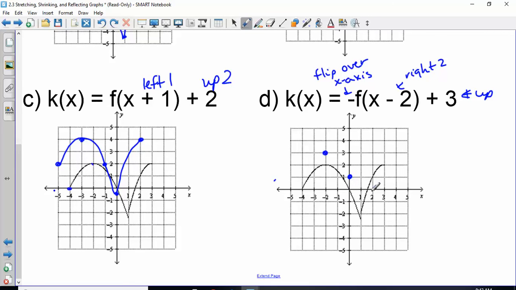If I take 0, 0 and flip it, it doesn't go anywhere. And right 2 and up 3. If I take 1, that's about -2.5. If I flip it, it goes to +2.5. If you thought it was at +2 exactly, that's fine. Then we go right 2, up 3. And this one, when I flip it, comes down, right 2 and up 3. Same general shape, just upside down.